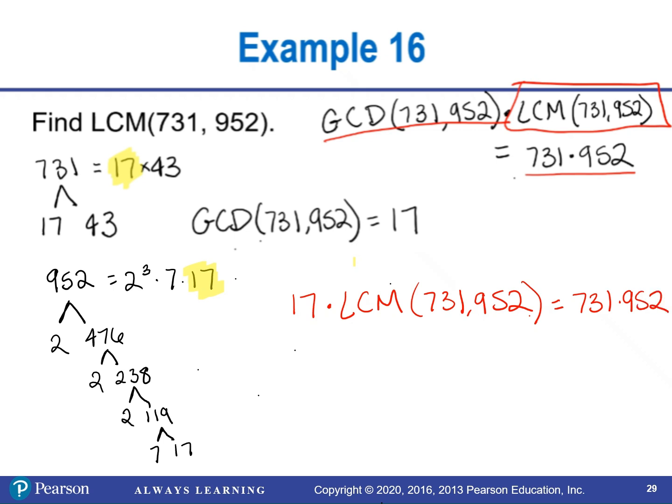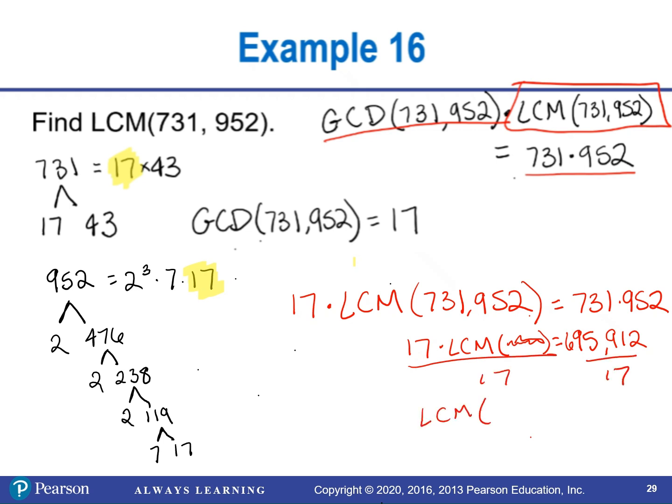So I multiply 731 times 952, and I get 695,912. So I have 17 times LCM of those two numbers. And then I divide both sides by 17. And I get that the LCM is 40,936.